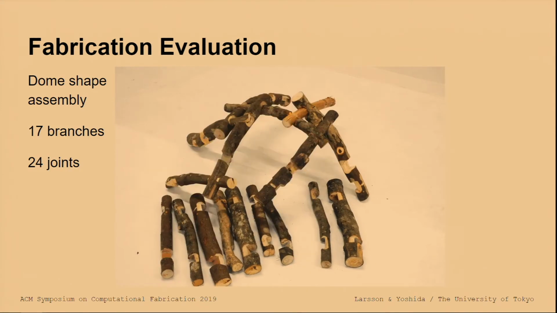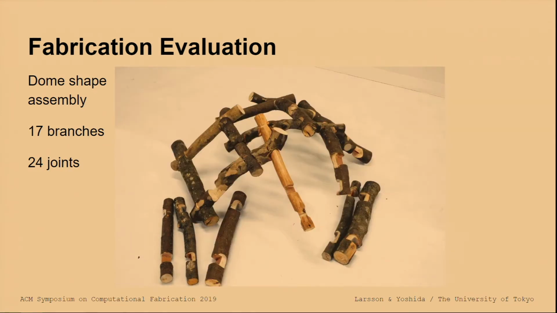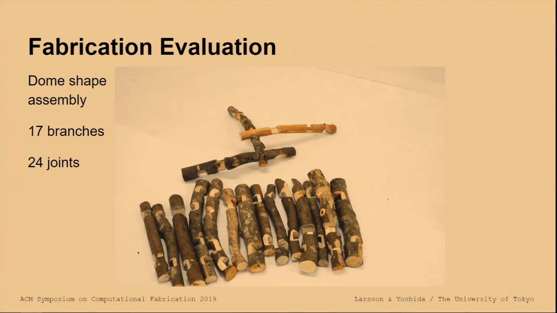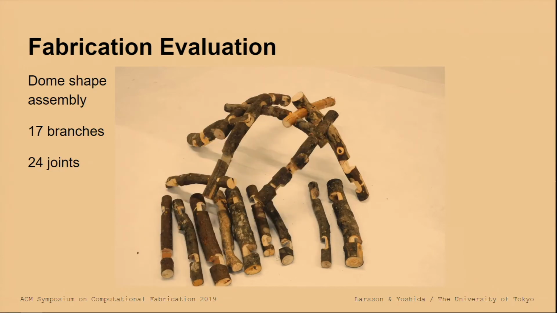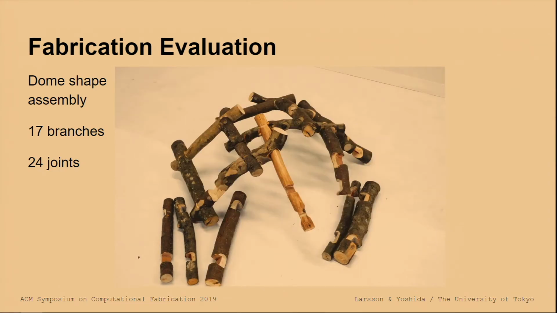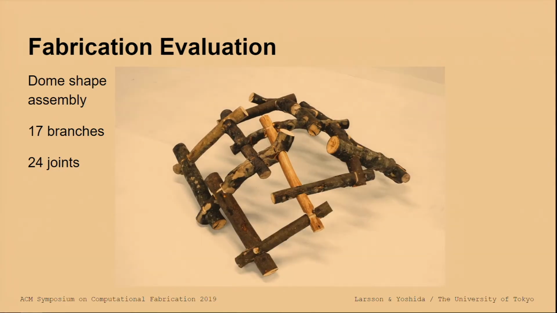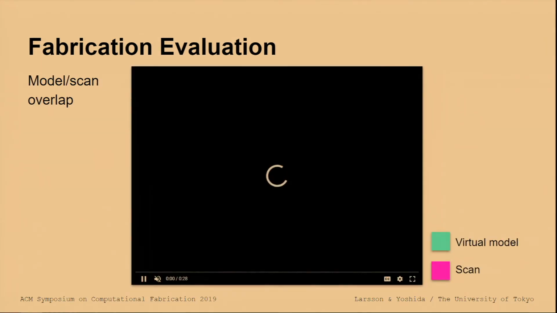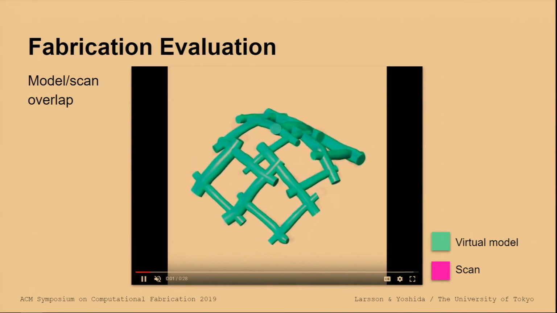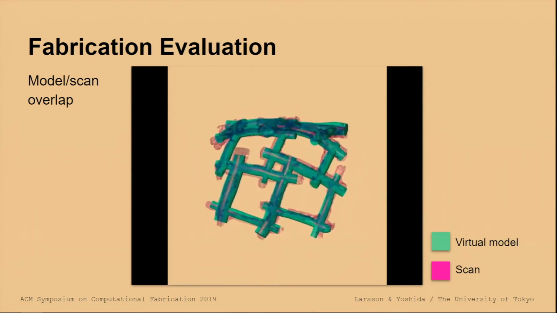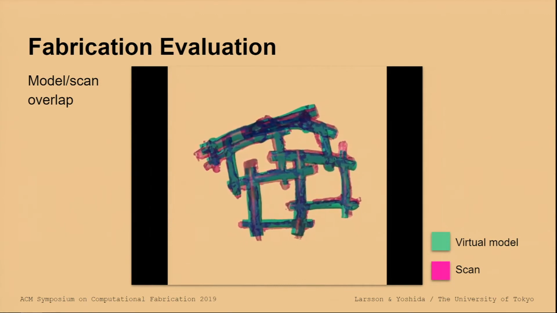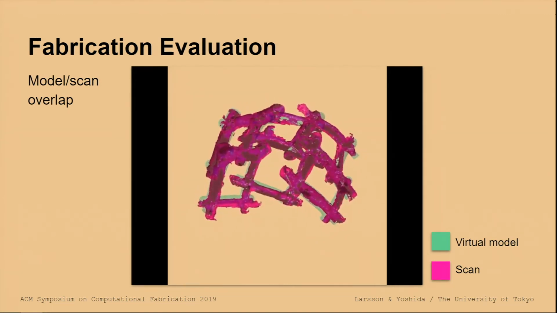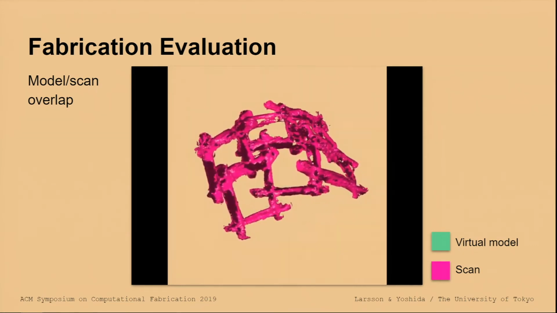And we also evaluated the system by fabricating a small dome structure. It has 17 branches and 24 joint connections, and it's assembled without adhesives, just dry assembly by hand. And here is the virtual model of the dome overlapping with the scan of the finished structure to visually assess the difference between the fabricated result and the planned.